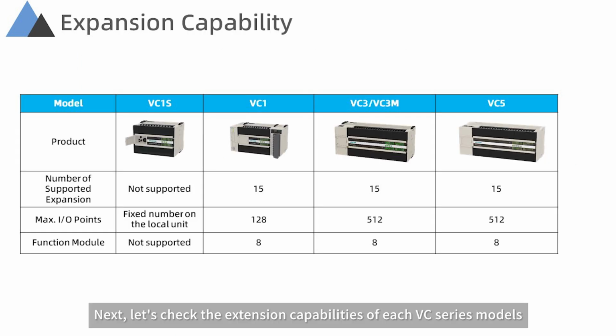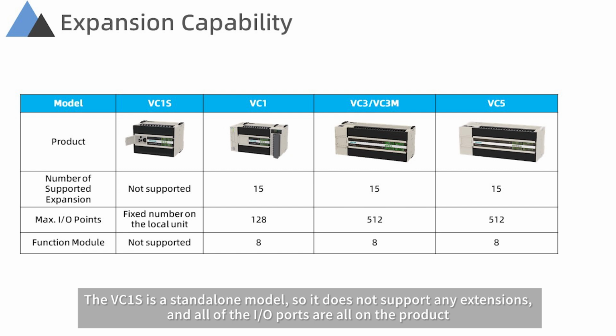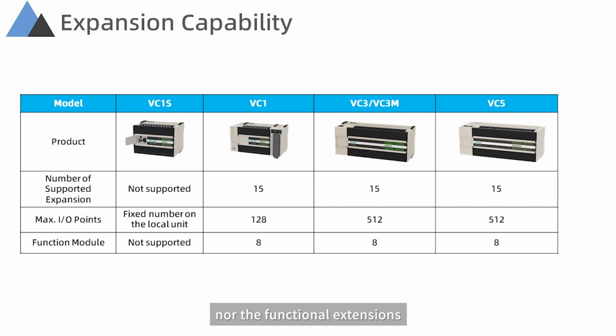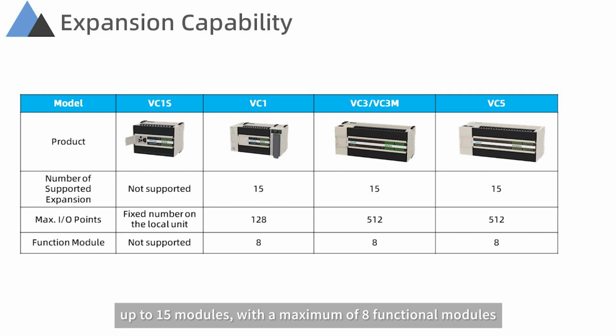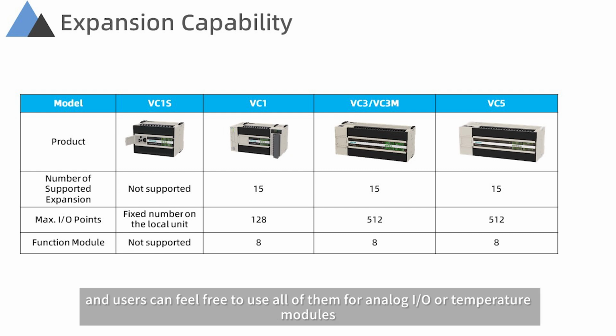Next, let's check the extension capabilities of each VEICHI series model. The VEICHI 1S is a standalone model, so it does not support any extensions, and all of the I/O ports are on the product itself, nor the functional extensions, while the VEICHI 1, VEICHI 3, VEICHI 3M, and VEICHI 5 series all can be expanded with up to 15 modules, with a maximum of 8 functional modules, and users can feel free to use all of them for analog I/O or temperature modules.